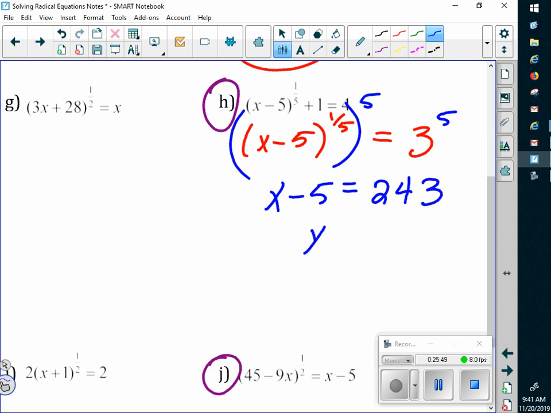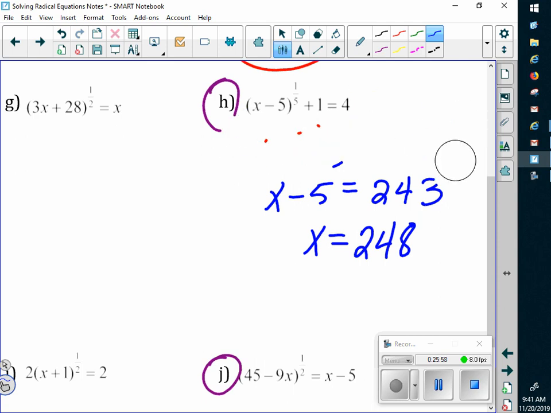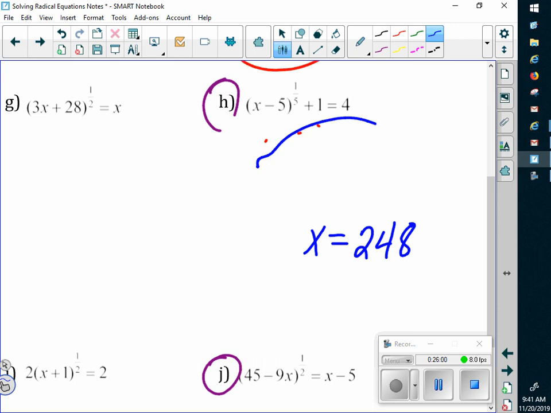So x is 248. Plug it in. What's 248 minus 5? So you've got 243. 243 to the 1/5 plus 1. Is that equal to 4? Do that on your calculator. 3, and 3 plus 1 is 4.